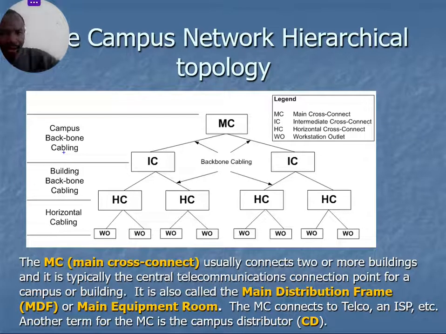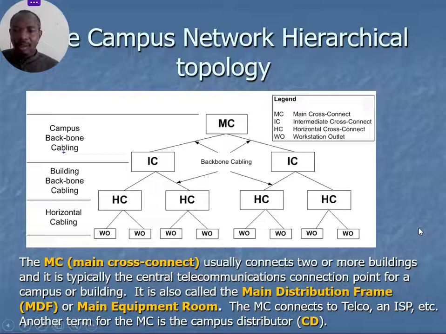What you call the main distribution frame is also what we call the main equipment room. It could be the main equipment room for the entire campus. Now the MC, the main cross connect, connects to telco. Telco could be your service provider, or ISP, etc., which are your service providers actually. Another term for the MC is the campus distributor, the terminal that distributes to every other building on the campus.